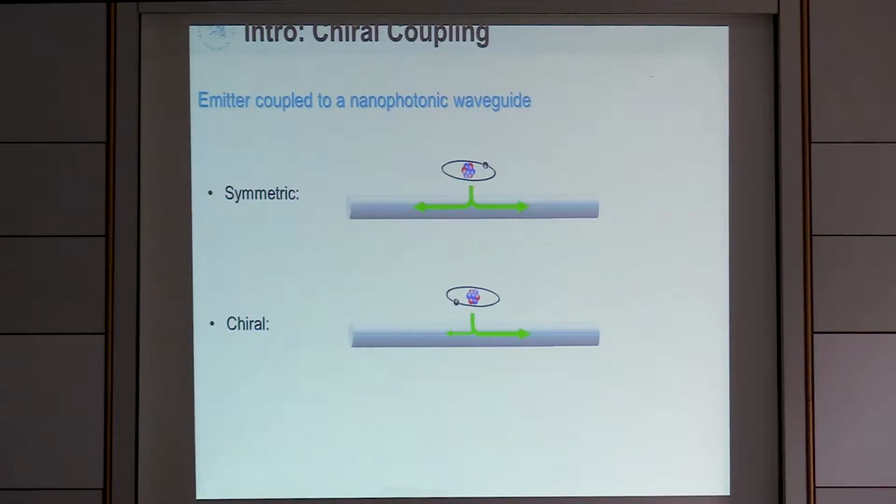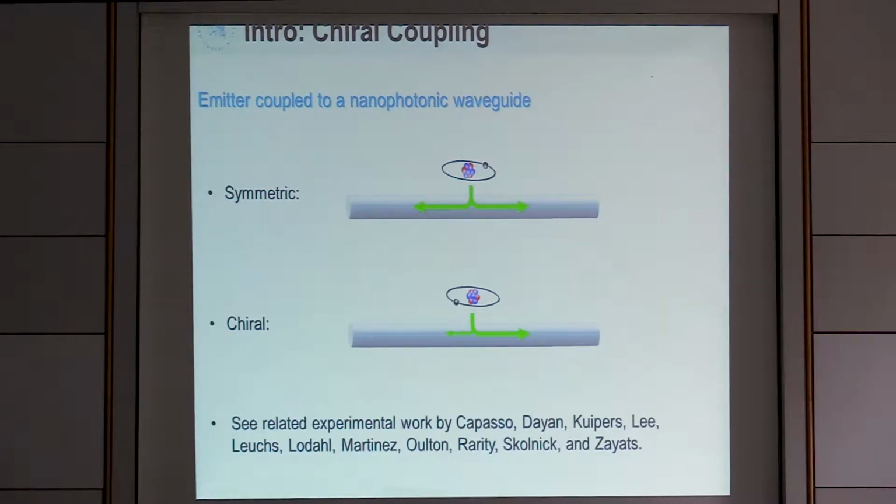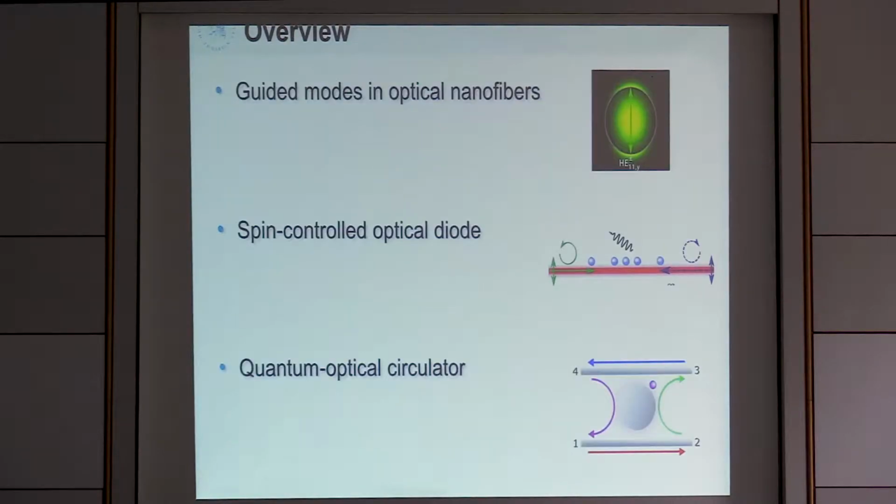And I should stress that this effect is not limited to the experimental platforms that I'm presenting here. There's wonderful work by all these groups here on such chiral coupling, so check out their contributions. So with this, I come to the overview of the rest of the talk. I will first present the guided modes in optical nanofibers.